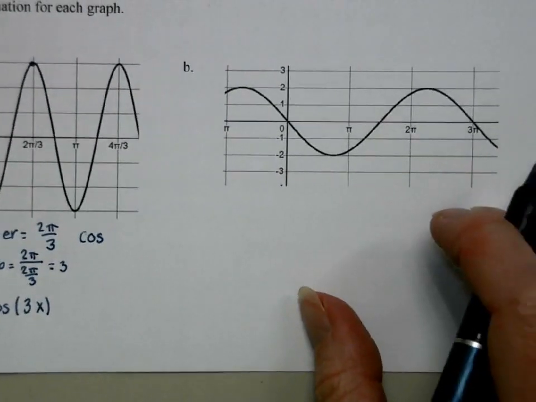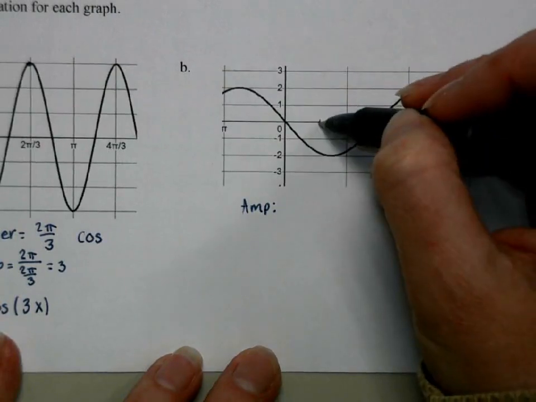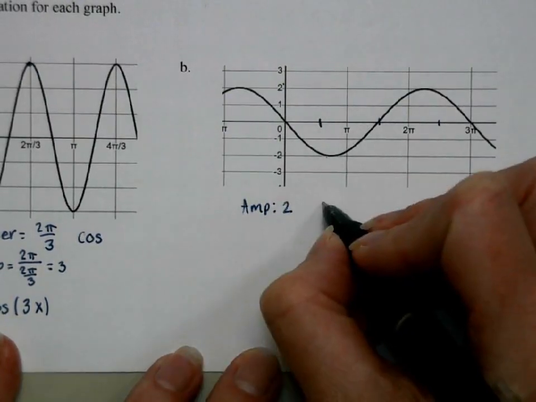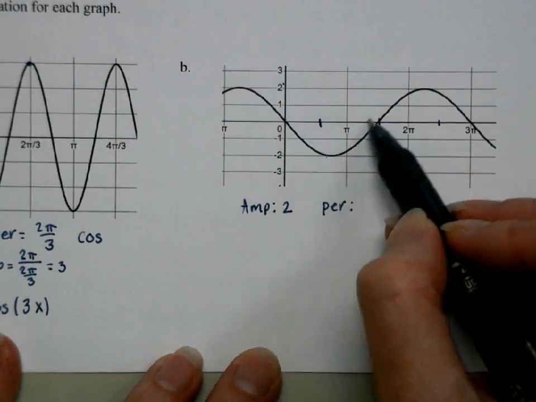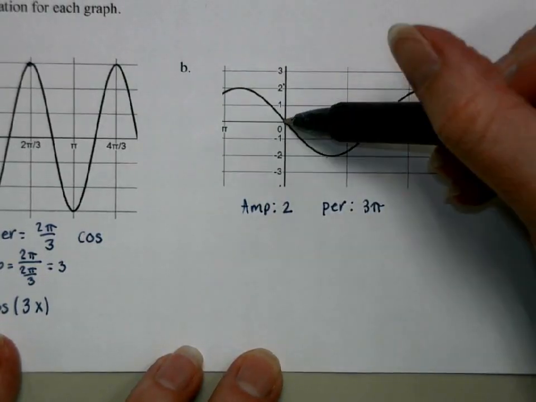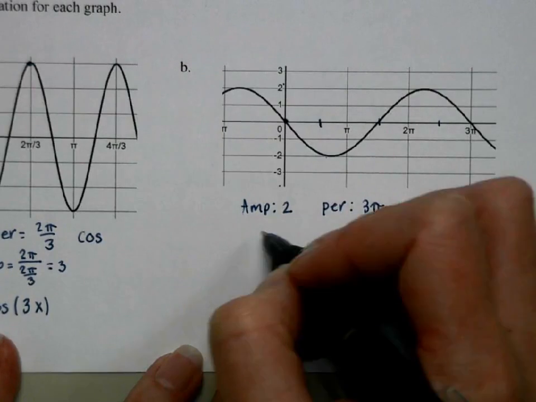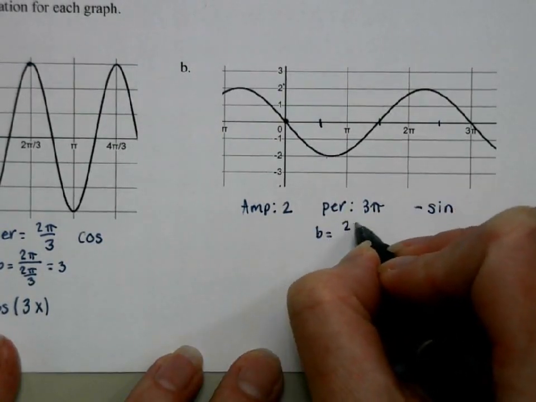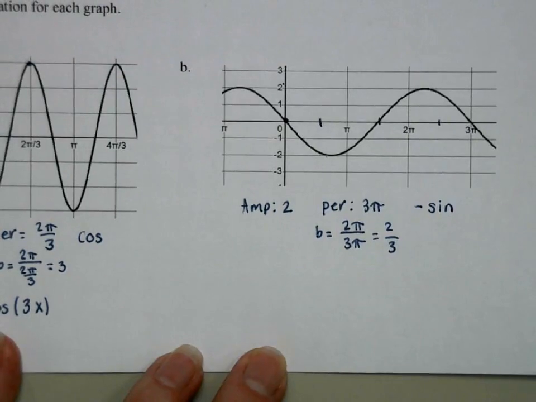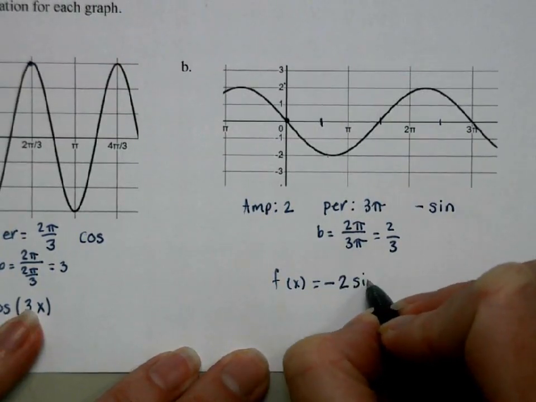Okay, here my amplitude is going to be 2 and negative 2, so my amplitude is 2. The period is 3 pi, and I'm starting at the midline, so it's going to be a sine, but sine goes up if it's positive sine, so this is going to be a negative sine. My B is going to be 2 pi divided by 3 pi, which is 2/3. Putting all this together, f of x is equal to a negative 2 sine 2/3 x.